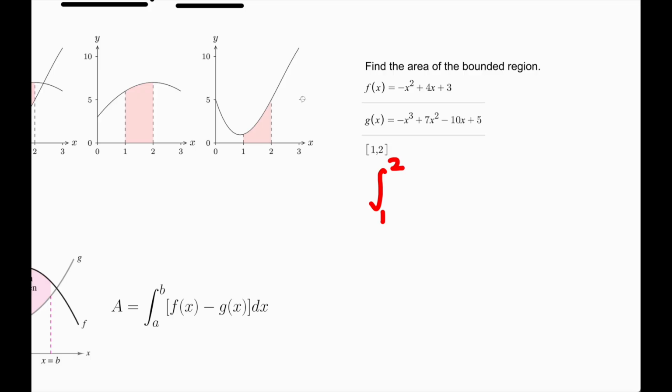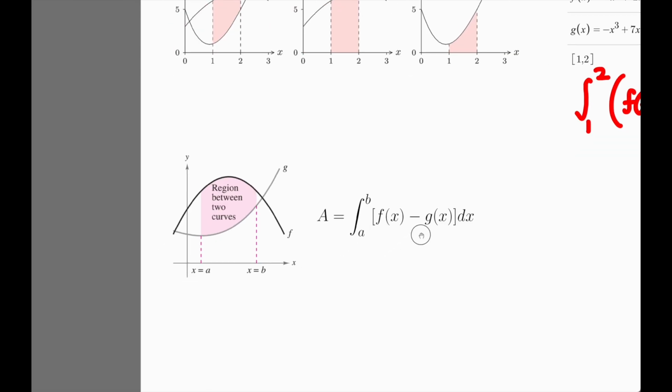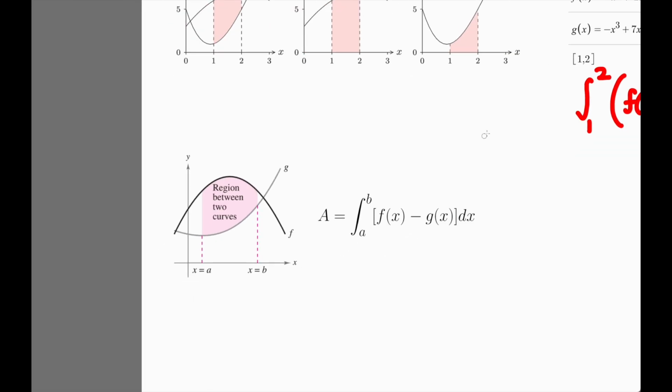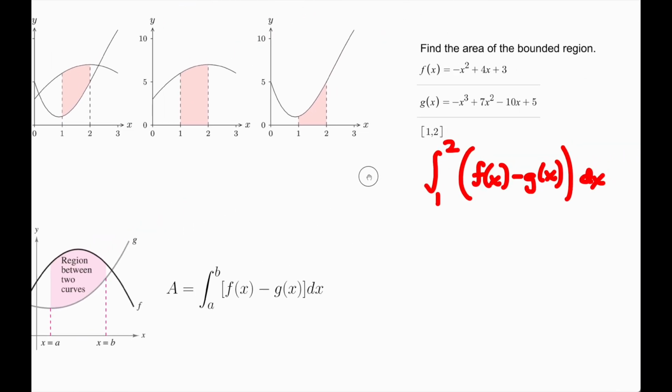Let's keep doing this one. So we're going from 1 to 2, and it's going to be f of x, because it's the one on the top, minus g of x. Now, it is important to note that you have to make sure that f is on top and g is on the bottom. Don't just follow the formula. The formula is based on that example graph that's given, so don't just assume f is always on the top and g is always on the bottom. You do have to actually make sure of that.